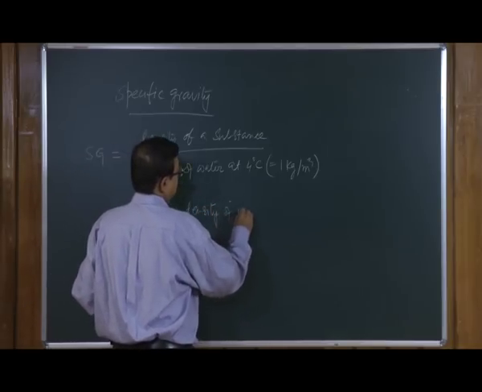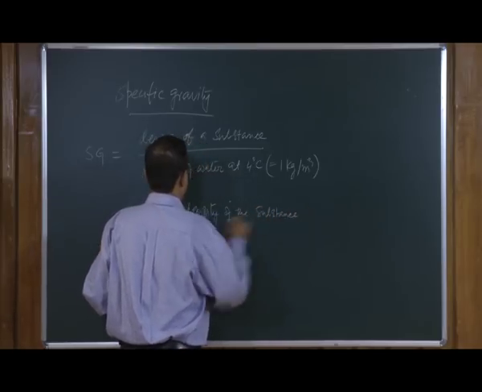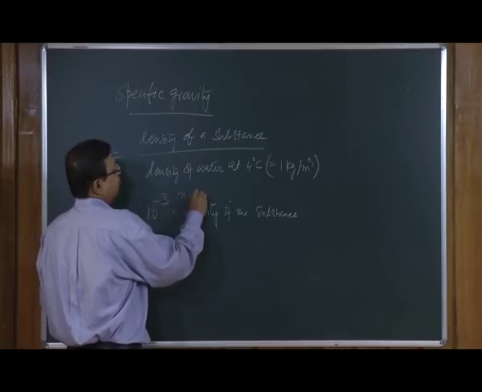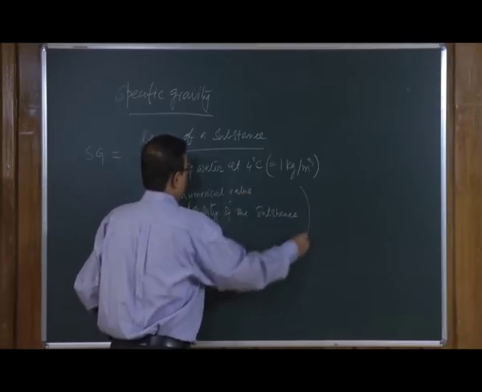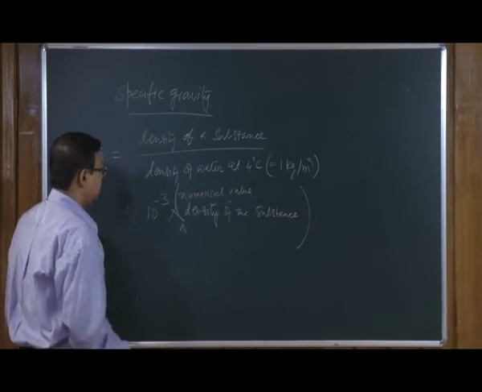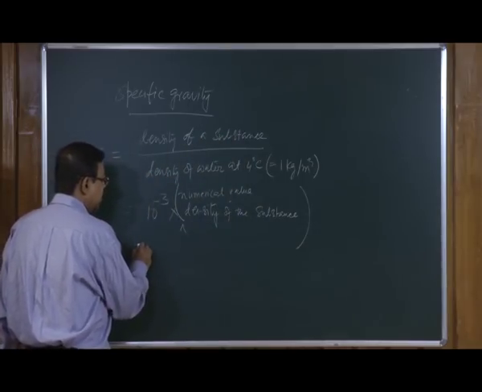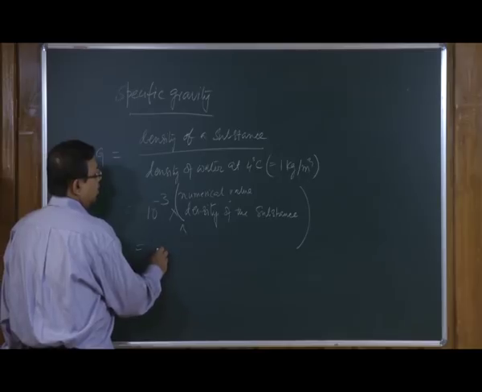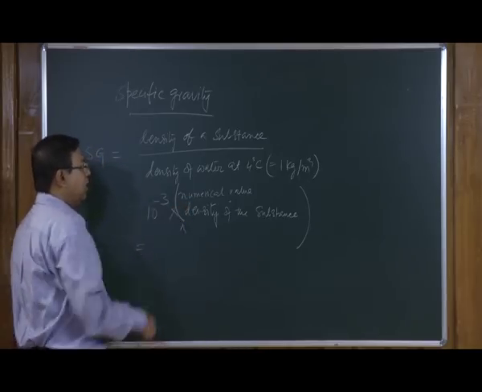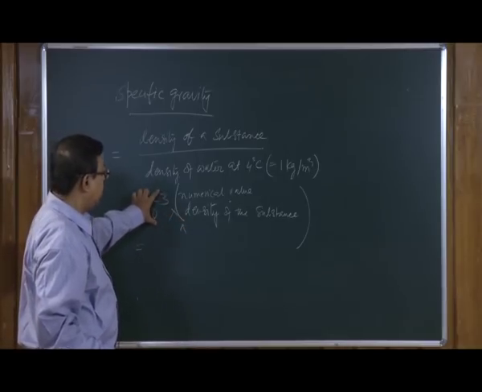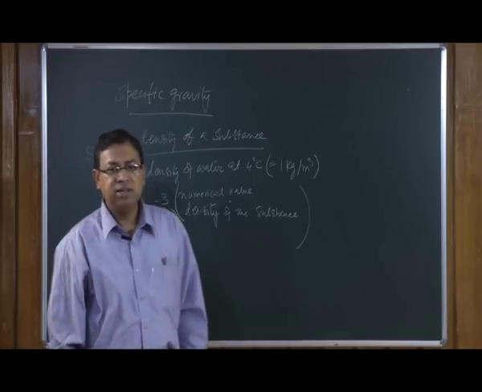So, this is equal to 10 to the power minus 3 into the numerical value of the density of the substance, because this is dimensionless. So if this quantity is quoted in CGS units, then we will not have this 10 to the power minus 3. So, this is how specific gravity is defined.